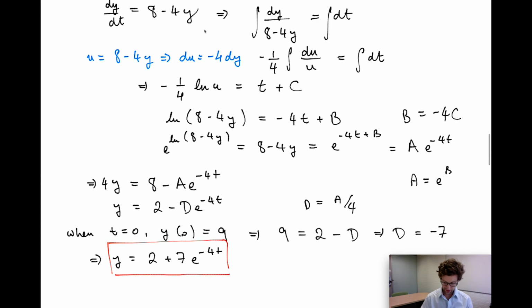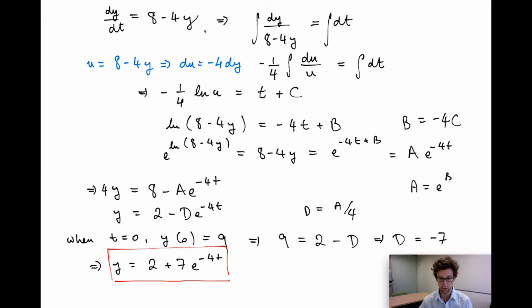So again, we just use standard techniques to solve this differential equation here. We did that by separation of variables. We brought all the factors of y to the left-hand side. We brought the dt to the right-hand side, integrated, making use of an integration by substitution. When we did that integration, we picked up a constant of integration that took on a couple of different forms through our calculations. C became B, became A, became D. And finally, we had an expression y is equal to 2 minus d e to the minus 4t. And we used our initial condition, y at 0 is equal to 9, to fix d.